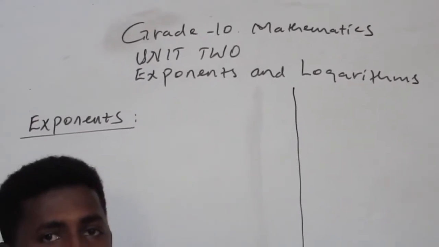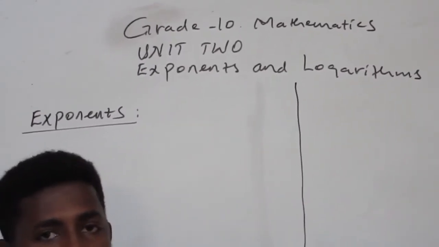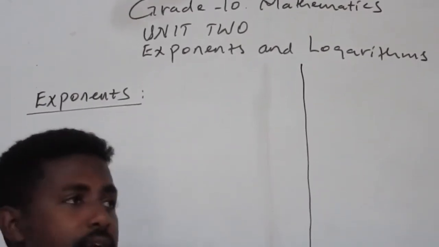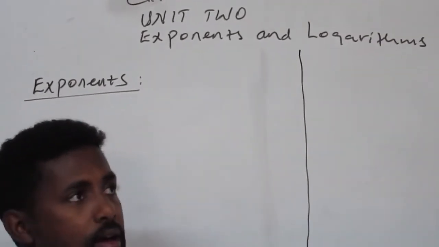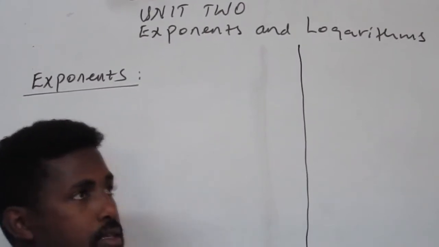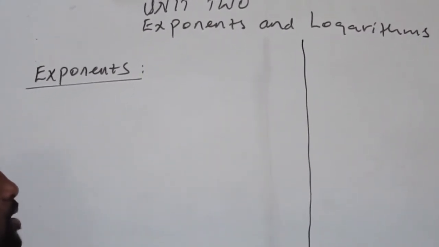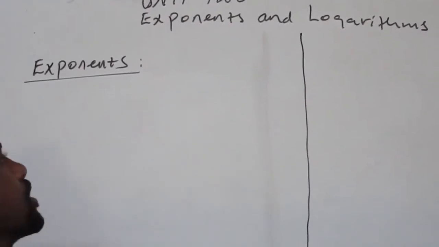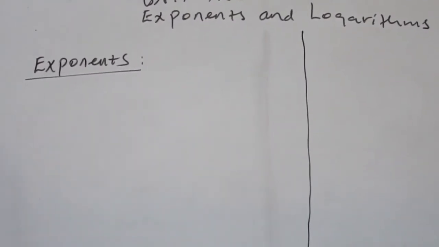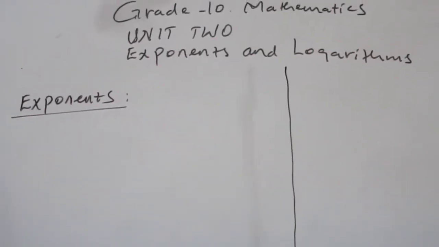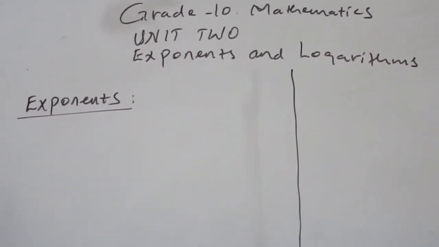Today I'm going to show you grade 10 mathematics, unit 2, which concerns exponents and logarithms. This unit has two sections: exponents, and logarithms with their graphs. Today I'm going to show you the exponents part. So before we go on, we are going to define what exponents of numbers mean.